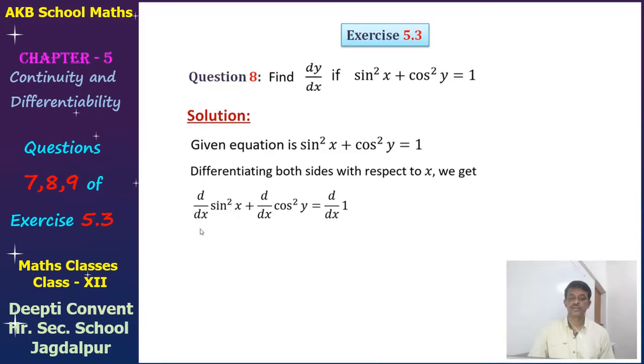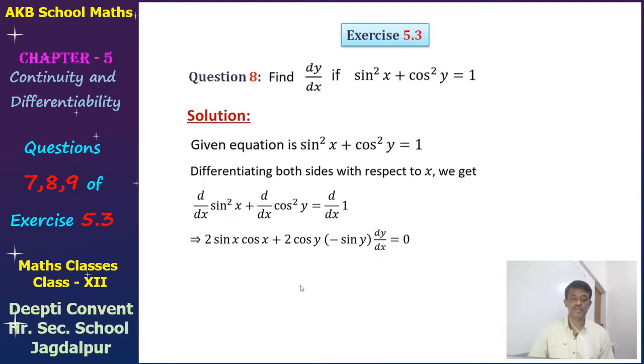So here with respect to x, first the square function: 2 sin x, and then the derivative of sin x, so cos x. Here also cos square y, first the square function, 2 cos y, then the derivative of cos y, so minus sin y, and then dy by dx of y by the chain rule. This is the derivative.